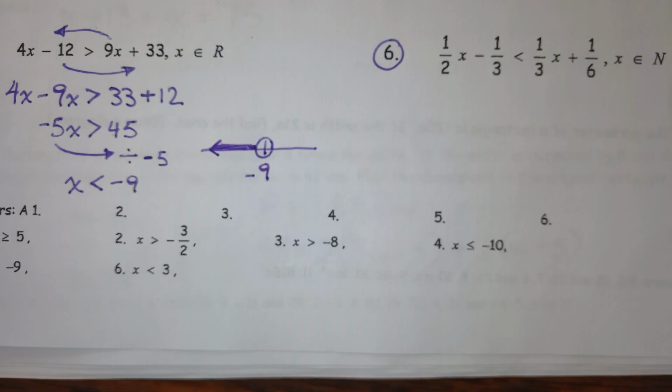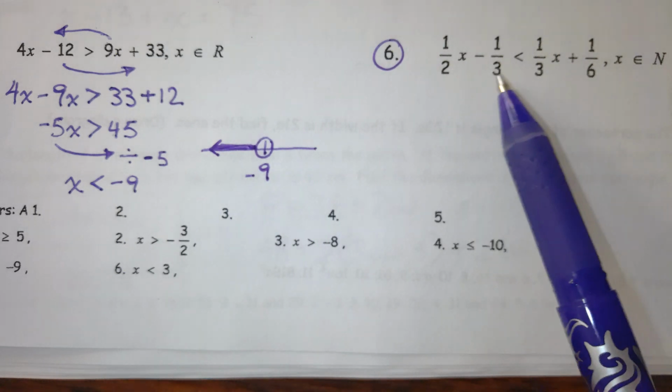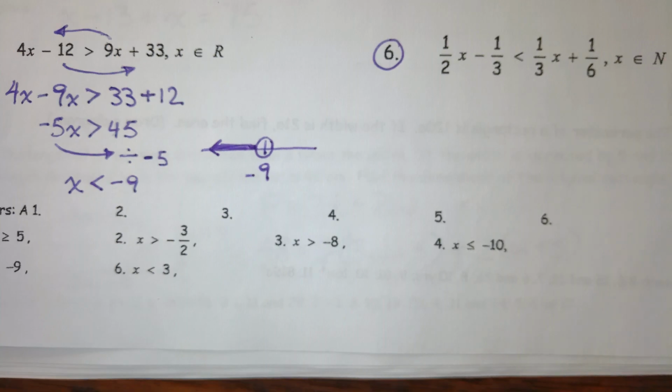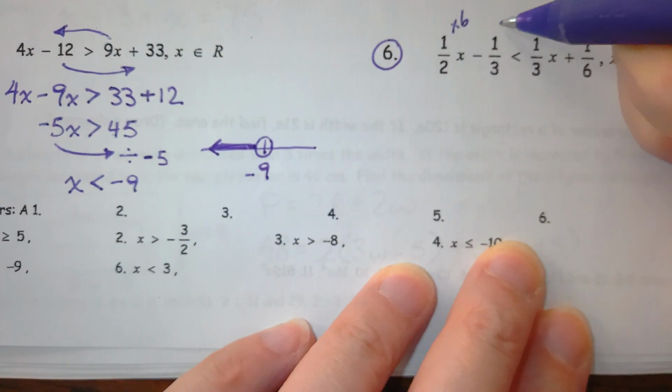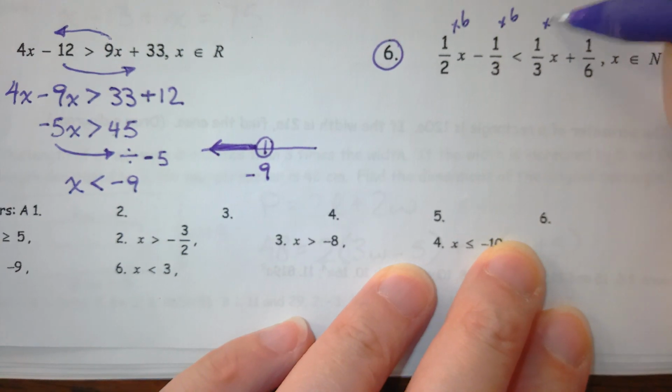Okay, number 6. This is similar to what we did at the beginning of class. I see fractions. I hate fractions. Find the lowest common denominator. Yes. So what is my lowest common denominator between 2, 3, 3, and 6? Andy? 6. I'm going to times this by 6, times this by 6, times this by 6, times this by 6.